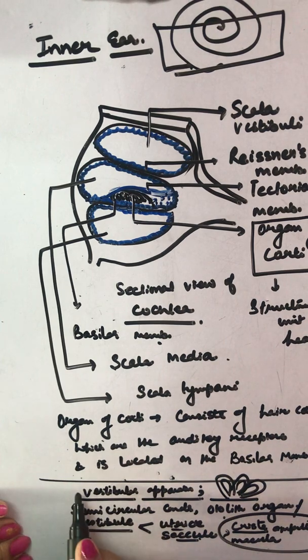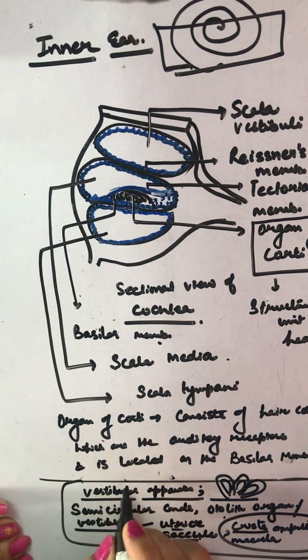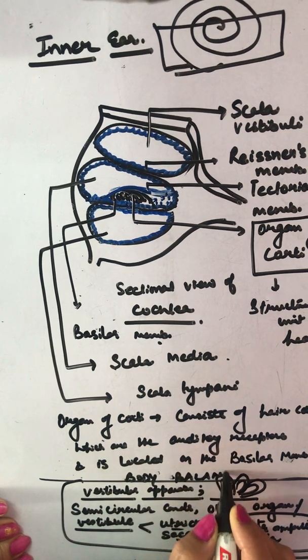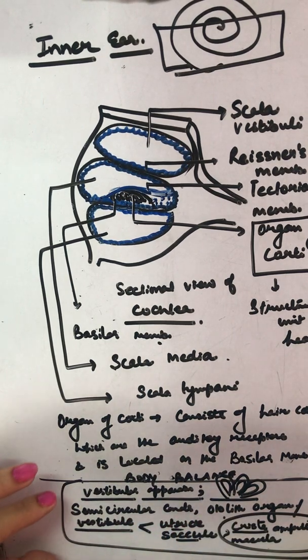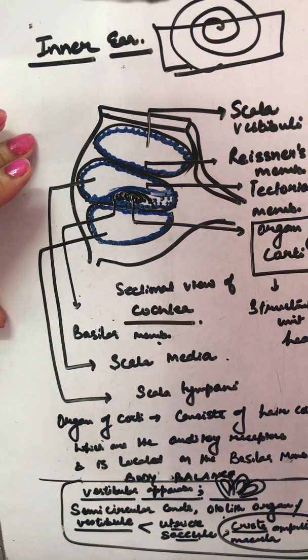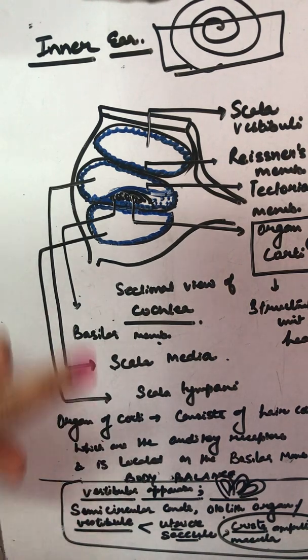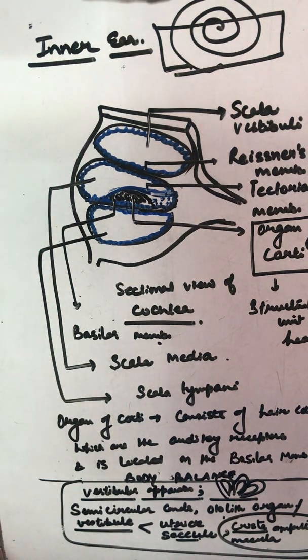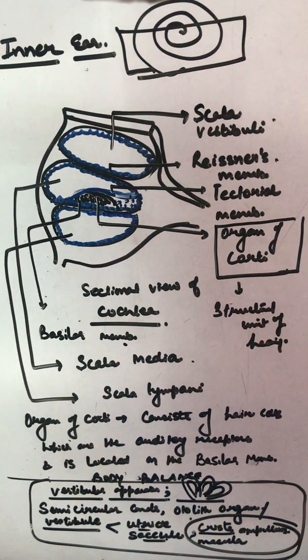This is responsible for body balance. Okay, so body balance is maintained by the structures which are crista ampullaris and macula of the vestibular apparatus. And this is the organ of Corti, which is very important as per its internal structure. Clear, children? Understood everything?